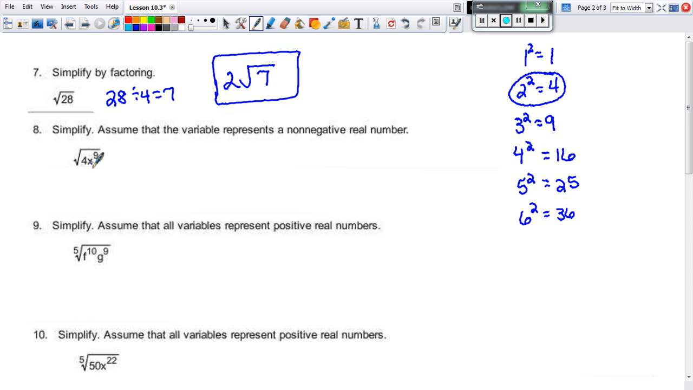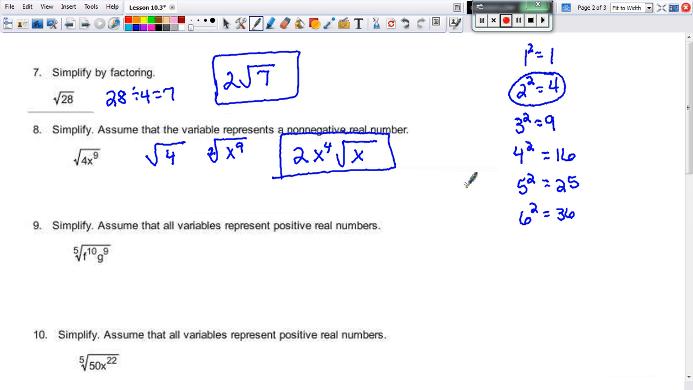Number 8, I kind of want to split these up like this. The square root of 4 and the square root of x to the 9th. Now the square root of 4 is 2. Remember, if it's a square root, it's assumed to be a 2 in there, and that helps you when you divide, all right? Because 2 goes into 9 4 times with 1 left over. The leftovers go underneath the radical. You keep your radical just like it is. So 2x to the 4th times the square root of x is the answer to that one.